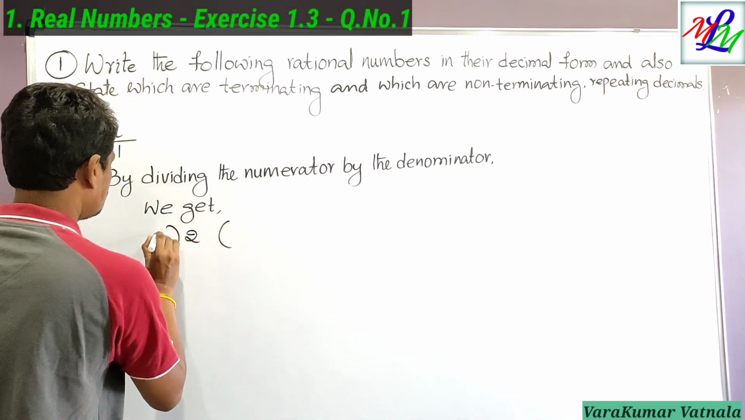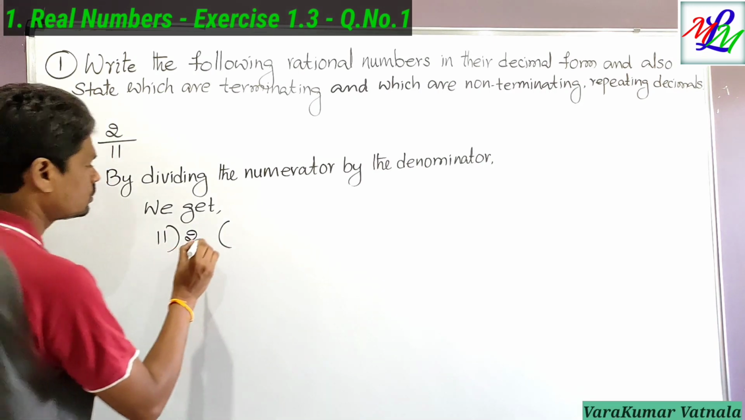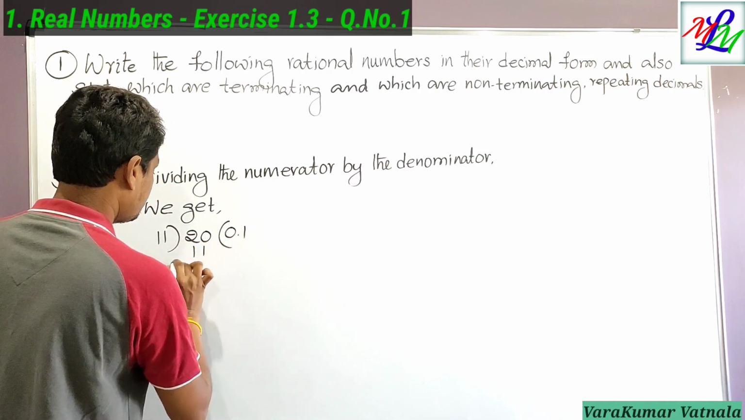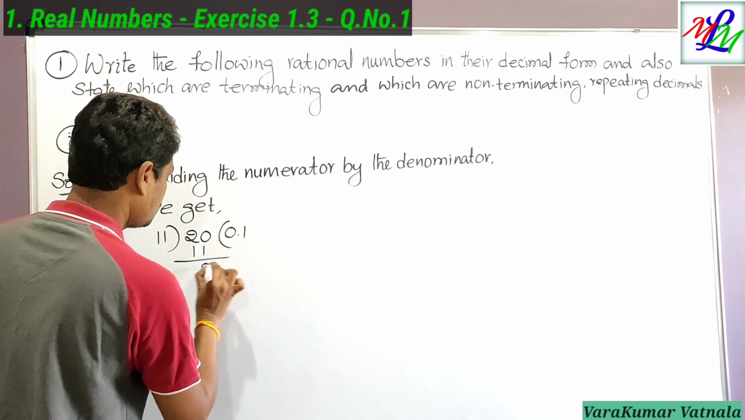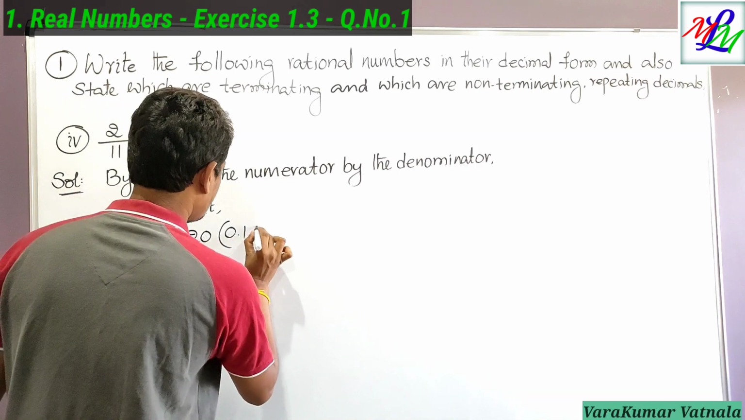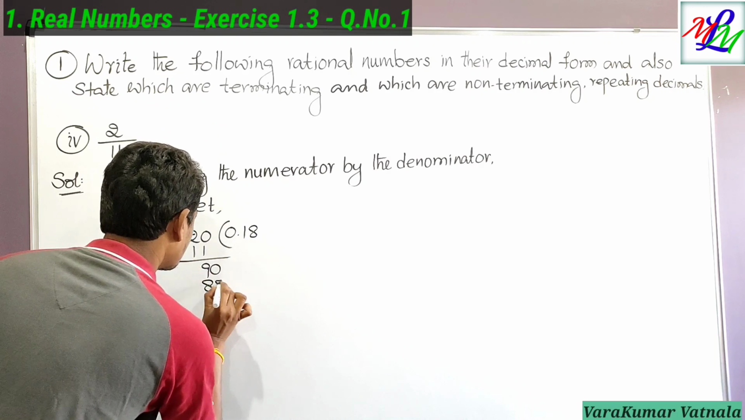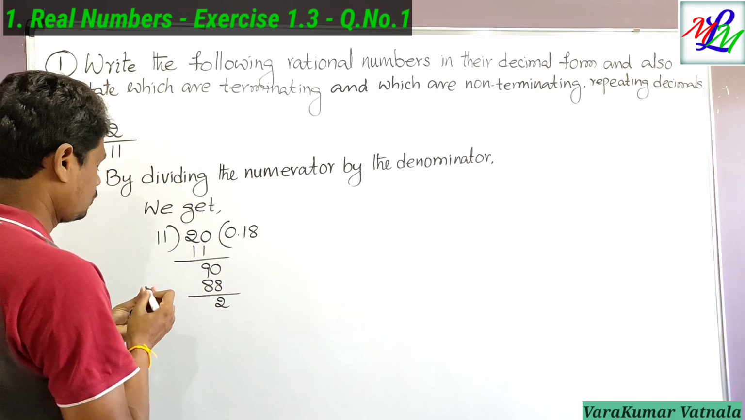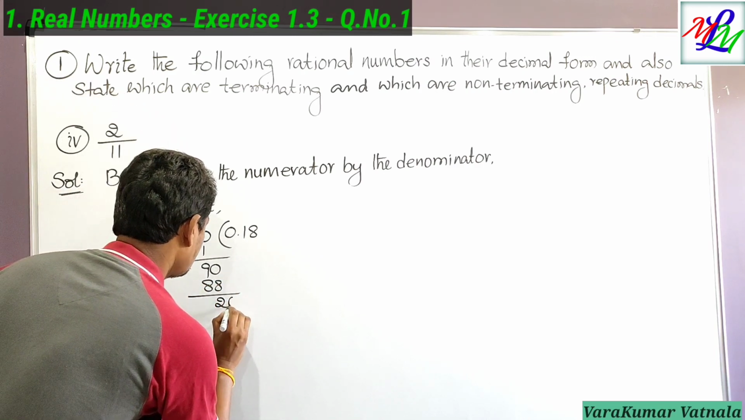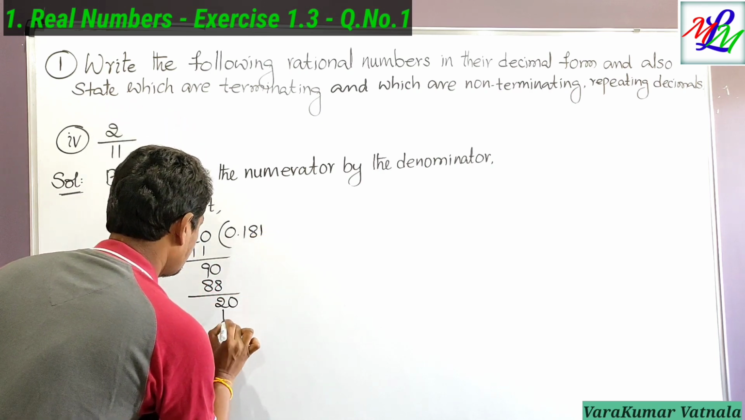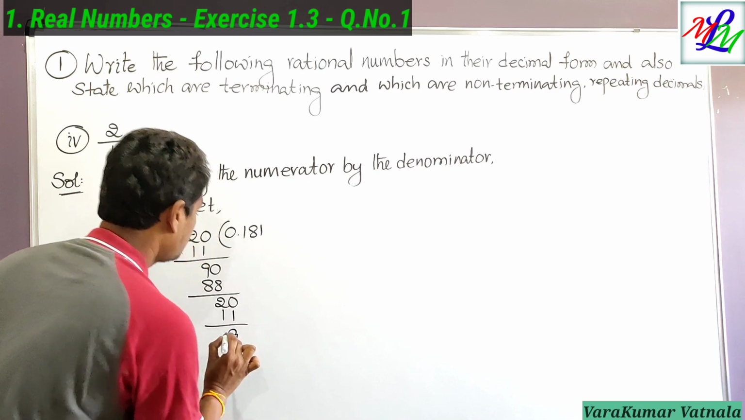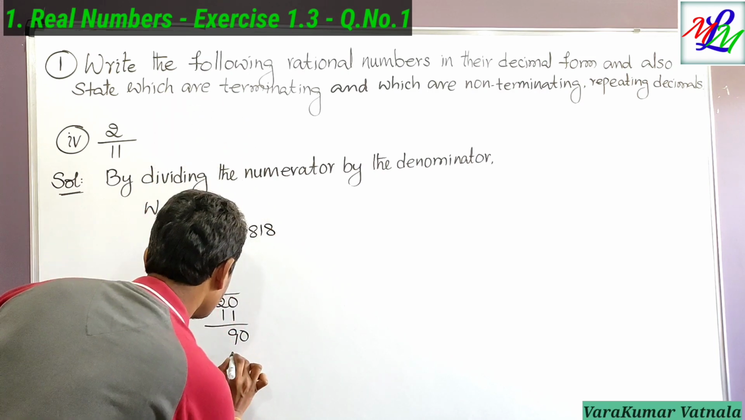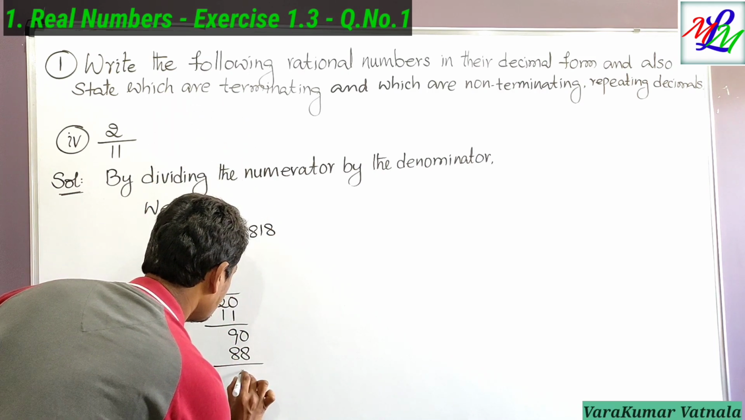It is very clear, student, 2 is less than 11. It won't go, so write a decimal and 0. So it goes only one time. 11 ones are 11. 20 minus 11 is 9. And we write 0. So how many times? 11 eights are 88. 90 minus 88 is 2. Now write one more 0. So it becomes 20. Again 11 ones are 11. 20 minus 11 is 9. Again write a 0. Again how many times? 11 eights are 88 again. So again we get 2.